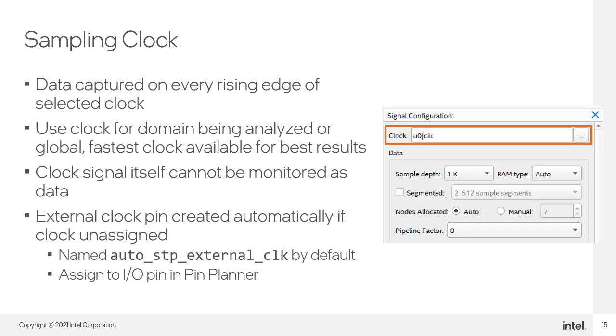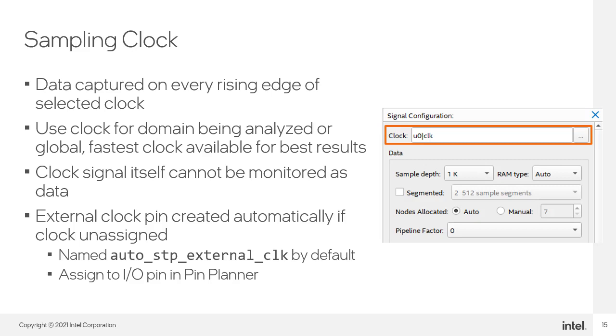Typically, this will be the clock that drives the tapped signals. However, this is not a requirement. Any signal in the design can be used as the sampling clock. You select the clock signal using the node finder in the same manner used to tap signals for analysis. Data is sampled on every rising edge of the sampling clock, so a faster clock will provide better sampling resolution.